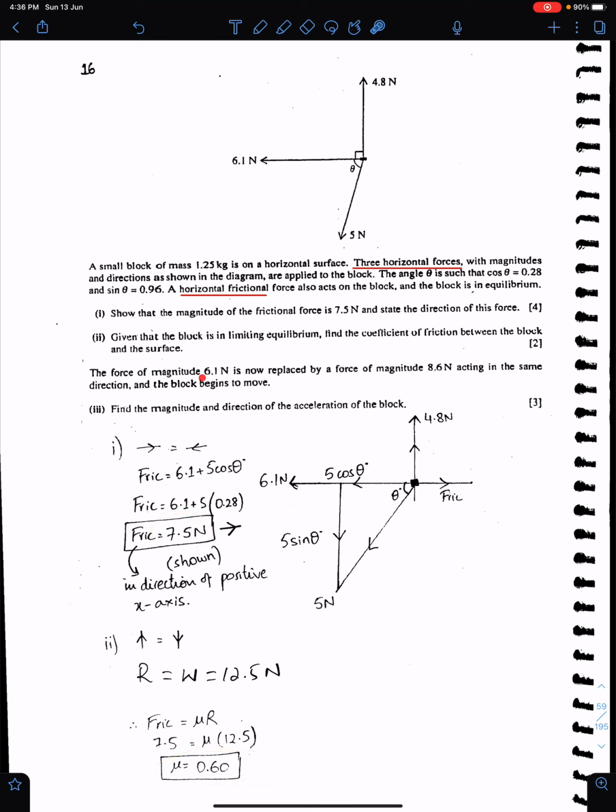Next part. The force of magnitude 6.1 newton is now replaced by a force of magnitude 8.6. You need to replace this by 8.6 in the force diagram. Acting in the same direction, and the block begins to move. Find the magnitude and direction of the acceleration of the block.